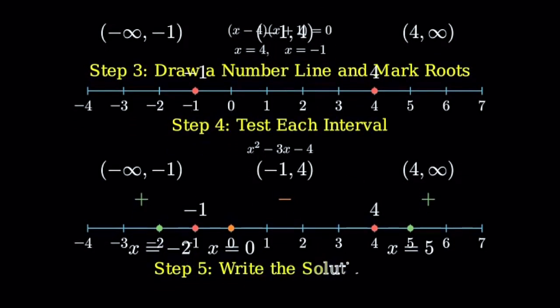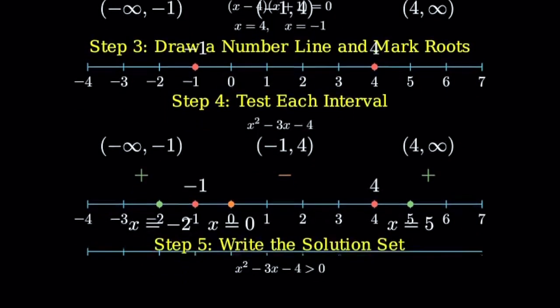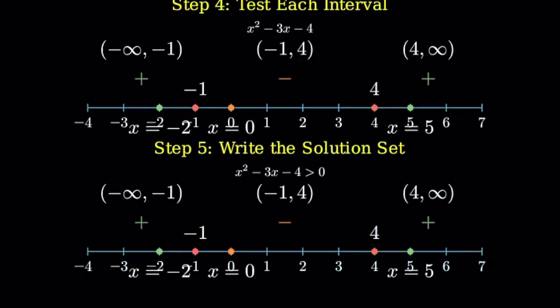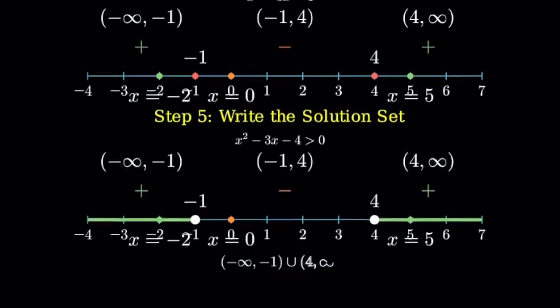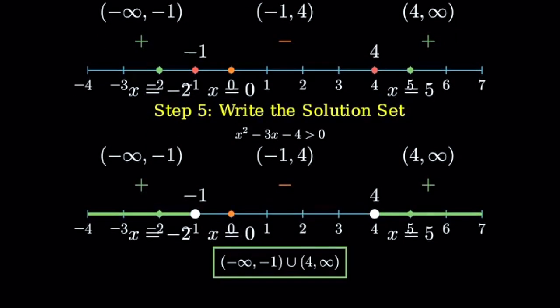Step 5 is to write the solution set. Our original inequality was x² − 3x − 4 > 0. This means we are looking for the intervals where the expression is positive. Looking at our number line, the expression is positive in the intervals from −∞ to −1 and from 4 to +∞. Since the inequality is strictly greater than 0, we do not include the roots themselves. So the solution is the union of these two intervals: (−∞, −1) ∪ (4, +∞).